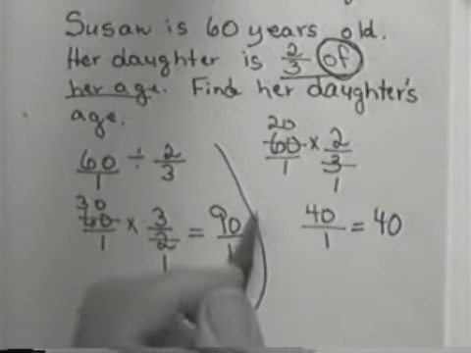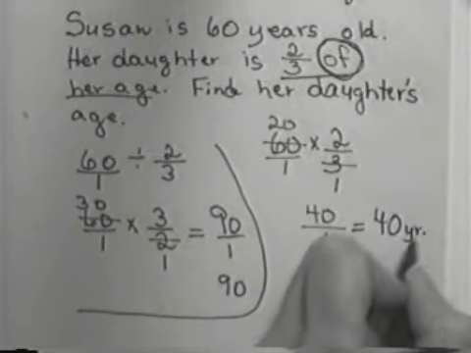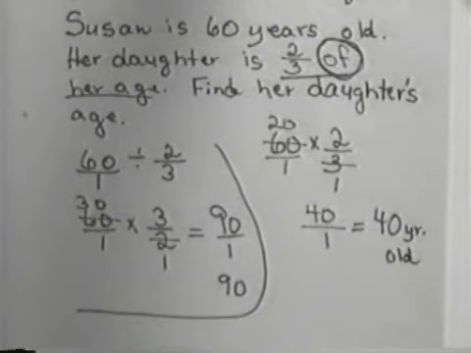And we're talking about her daughter's age. So her daughter would be 40 years old. And if we go back and look at the problem, that's sensible. Susan is 60 years old. Her daughter is 2/3 of her age. Her daughter would be 40 years old. So remember, if you're looking for a fraction of something, you multiply.